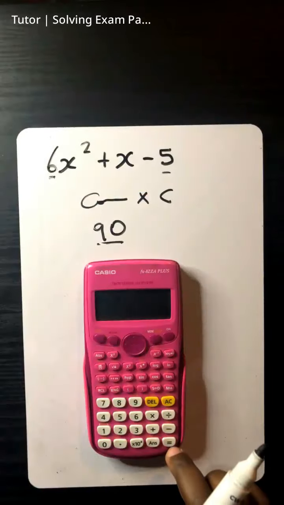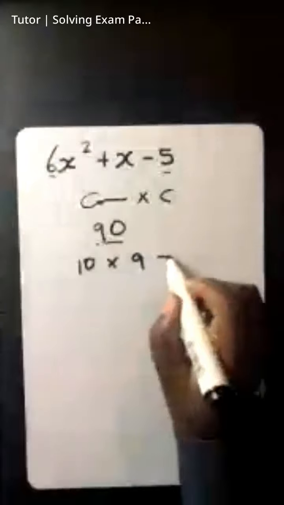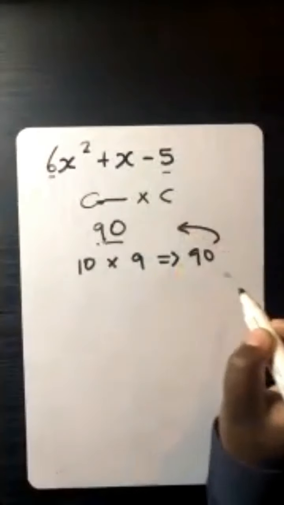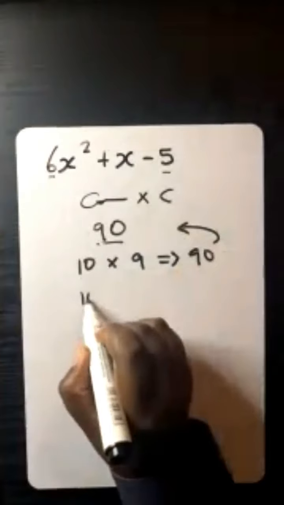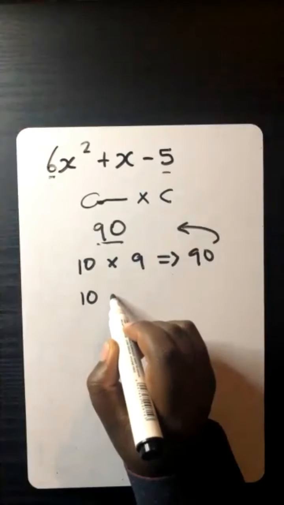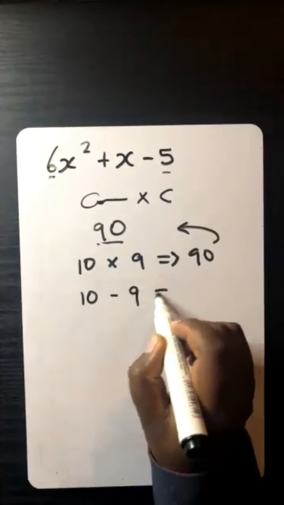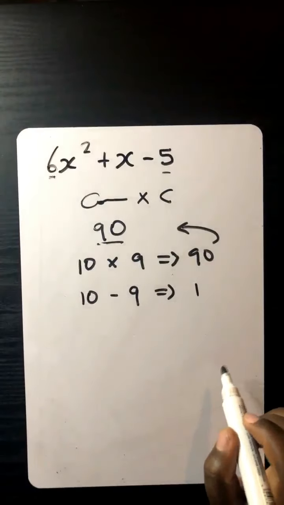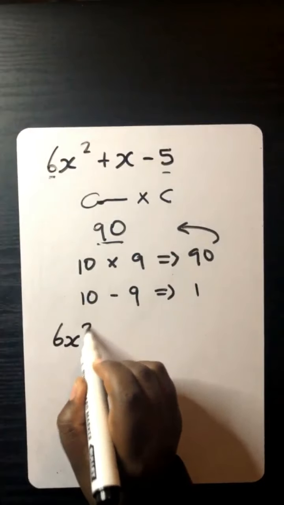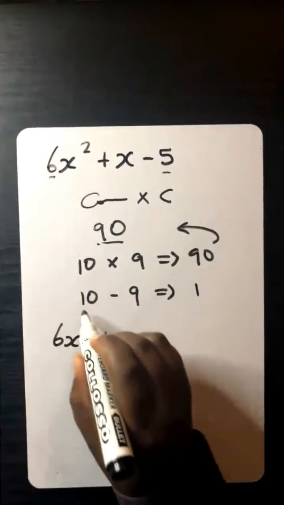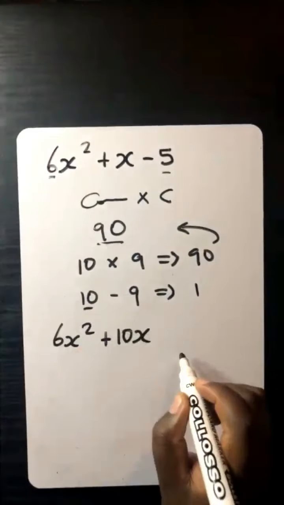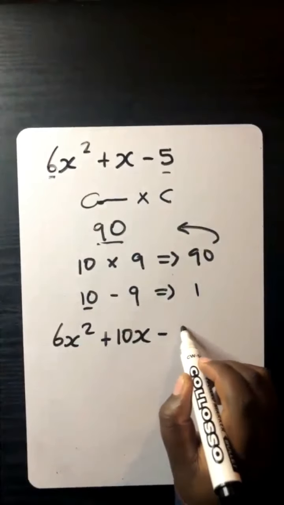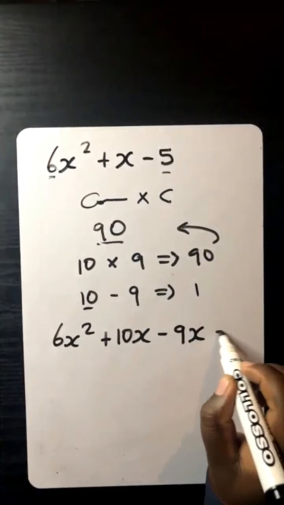10 and 9. So that means 10 multiplied by 9 will give me that 90. And again, if I work out 10 and maybe say minus 9, they can give me a positive 1, which is that middle term over there. So that means I can rewrite the whole of this thing as 6x squared plus 10x, minus 9x, minus 5.